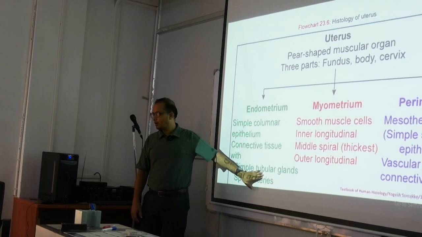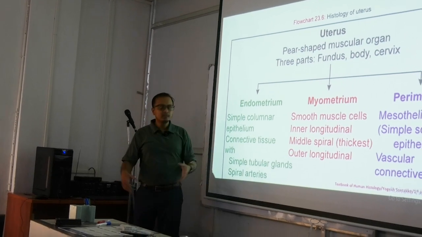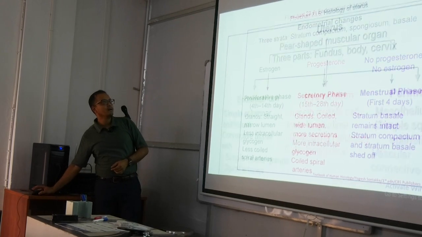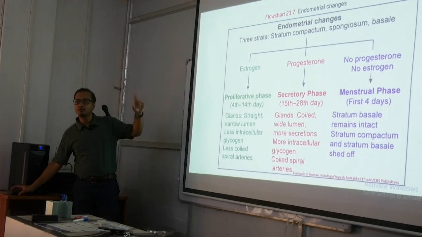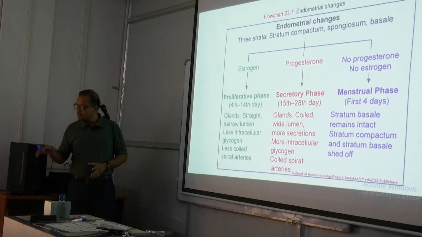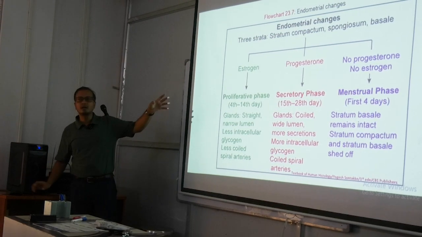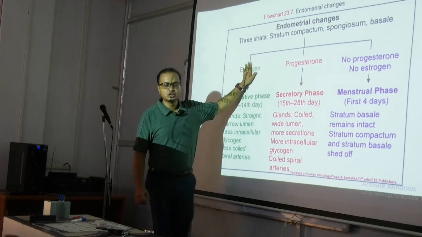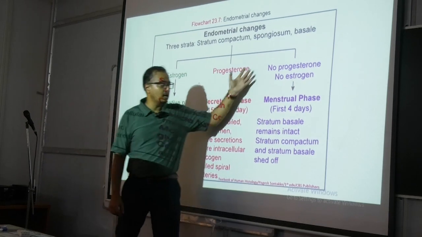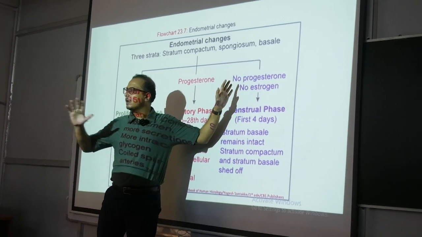So they are known as uterine glands and uterine arteries. Now we are just talking about these uterine glands and uterine arteries, along with the endometrial layers of cells and the connective tissues. They are under the influence of two hormones, estrogen and progesterone, depending on the phase of the uterine cycle we are talking about, or they do not have anything.